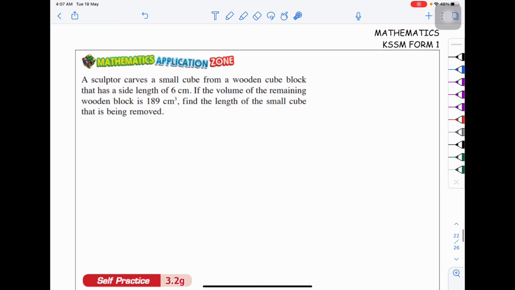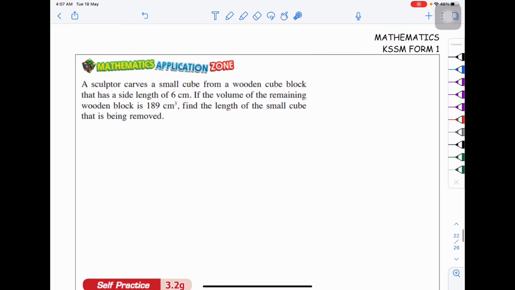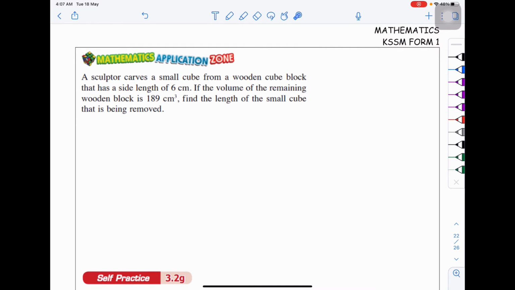Okay, let's move on to the last part of this topic, which is the application zone. How do we solve problems involving cubes and cube roots? A sculptor carved a small cube from a wooden cube block that has a side length of 6 cm. If the volume of the remaining wooden block is 189 cm cube, find the length of the small cube that is being removed.